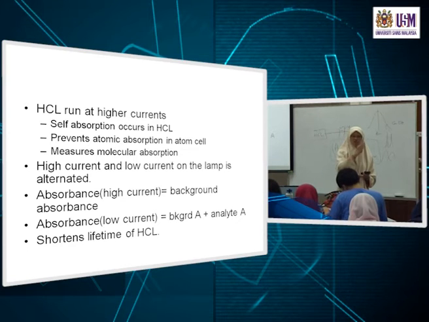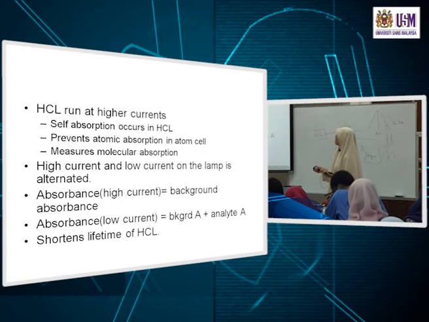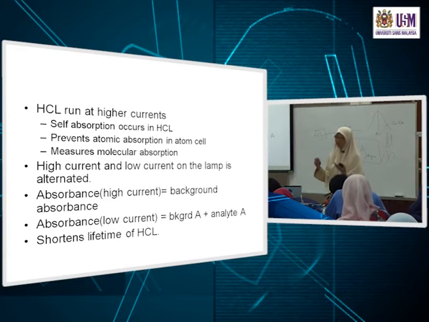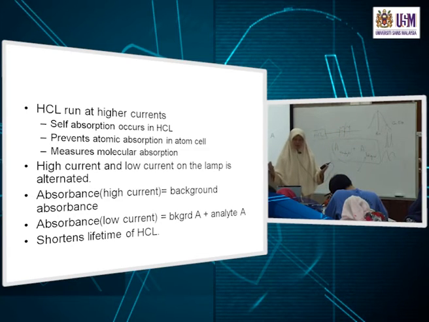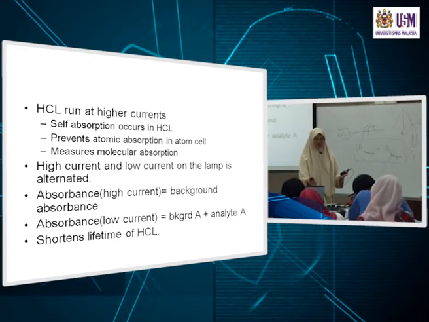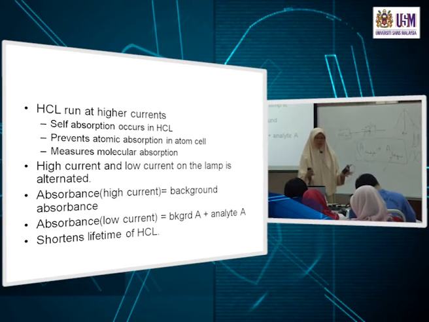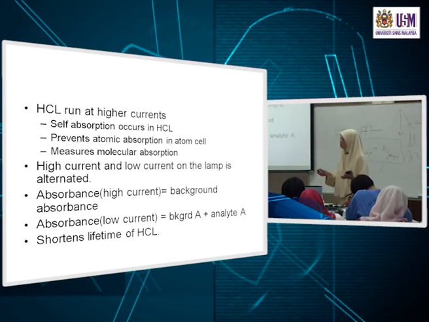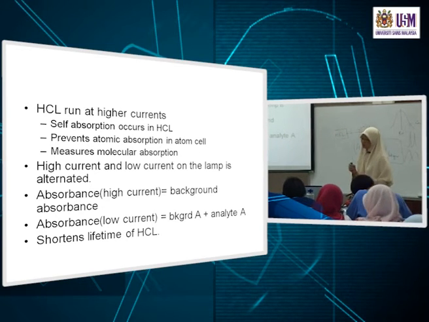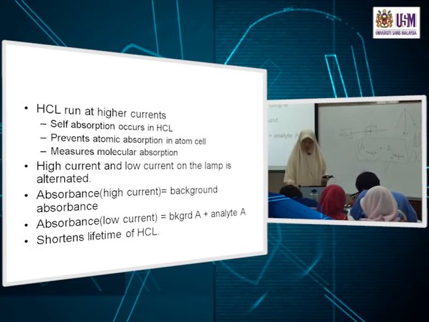So just now one was using the lamp. This one, no deuterium lamp, just playing around with the current, running at low current and high current. But of course, this method will shorten the lifetime of the lamp because you're supposed to run it at the recommended current. But of course, there are now instruments that are based on this kind of background correction, and they don't say it's a problem with the lifetime of the hollow cathode lamp. And like I said, they name it differently. They don't call it Smith-Hieftje, they call it probably ultra pulse.